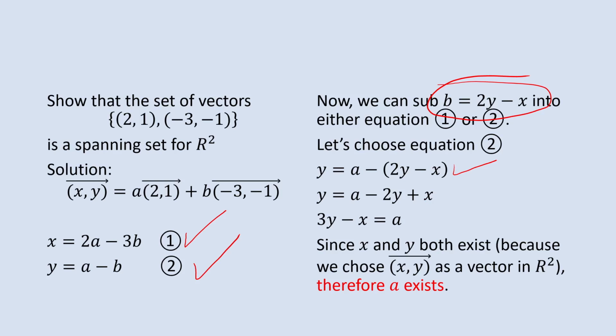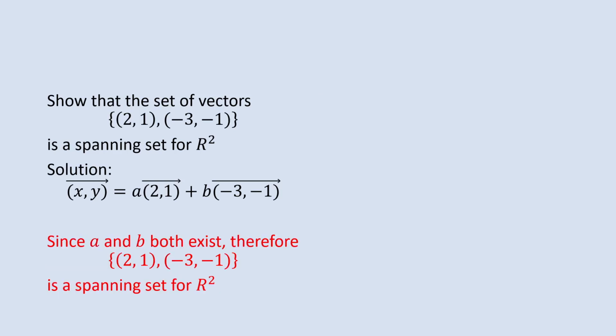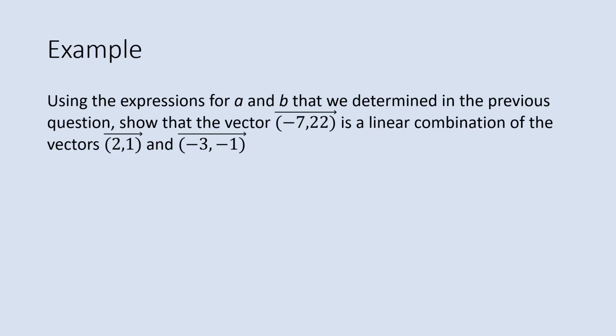In other words, we could say 3y minus x is equal to a, and now we've isolated for a. Now, since x and y both exist, that means a exists. And since a and b both exist, then that means we were able to express some random vector as a valid linear combination of those two vectors, 2, 1, and negative 3, negative 1, meaning the set of 2, 1, negative 3, negative 1 is a spanning set for R2.